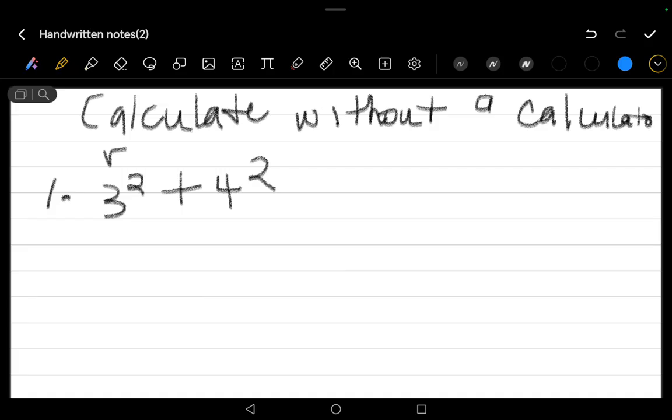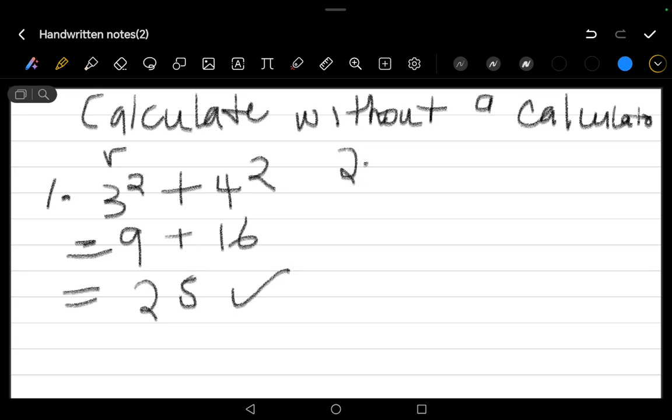I think we're going to find what is 3 squared, which is 9. Yes. Then we say 4 squared, which is 16. And then the total is 25. Yes. So that's right. This is how we get it without a calculator. And then number 2, you are given a triangle with sides 5 centimeter and 12 centimeter.